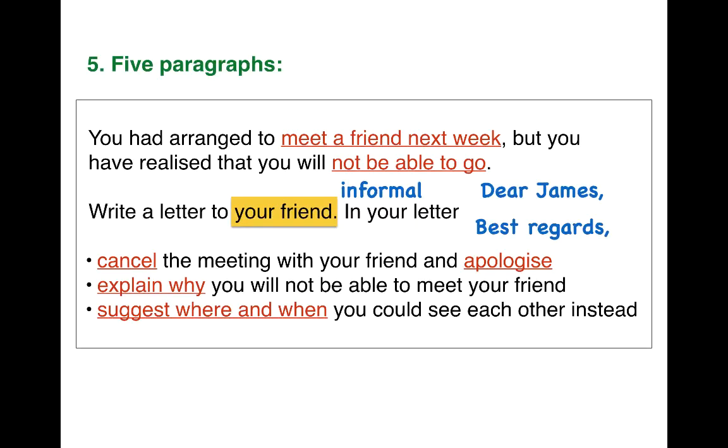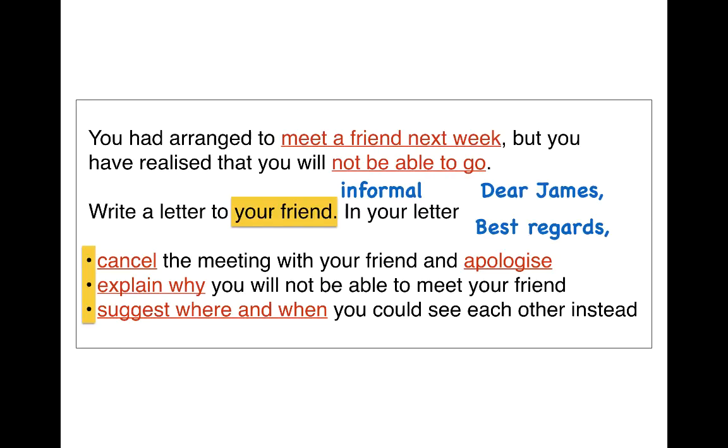And number 5, we need 5 paragraphs. We're going to have a 1-sentence paragraph for the purpose, then the 3 points that you can see here, the 3 bullet points, and then an ending sentence or phrase to finish the letter. I'll show you those 5 paragraphs, of course, in a moment. Step 6, we need to know the paragraph aims. Well, it's very clear. We've got these 3 bullet points here, and we need to meet the requirements of each one. So cancel and apologise, explain why, suggest where and when. We need to mention all of those things.